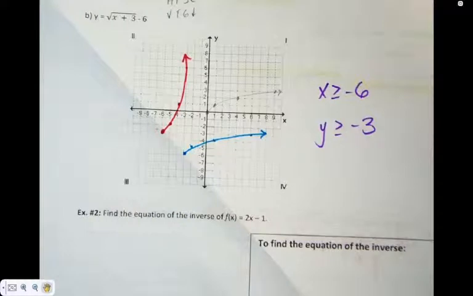Questions so far? Show me your thumbs: getting it, kind of getting it, not getting it. Put them really high. I can't see when they're in front of you.